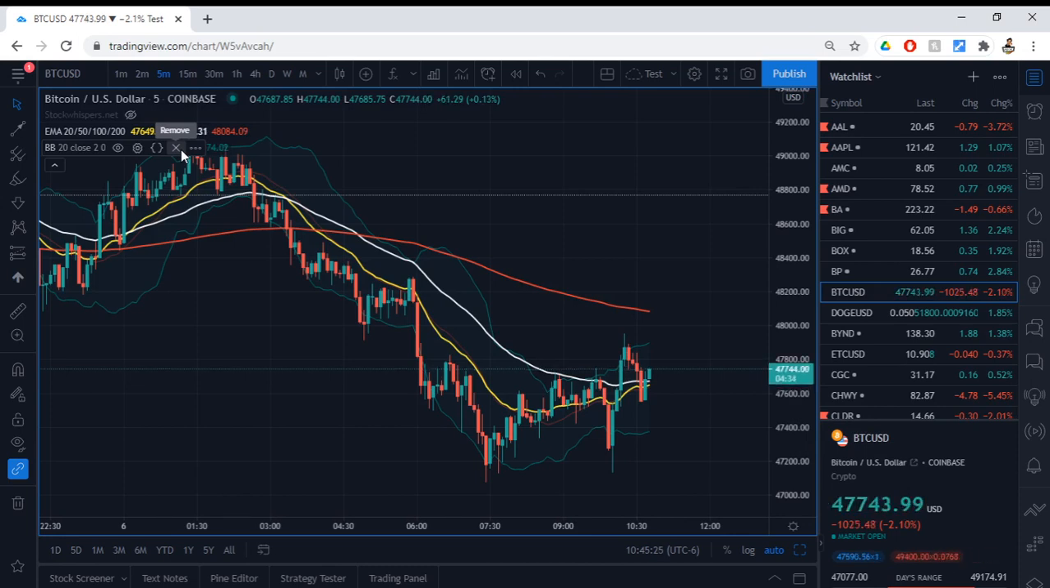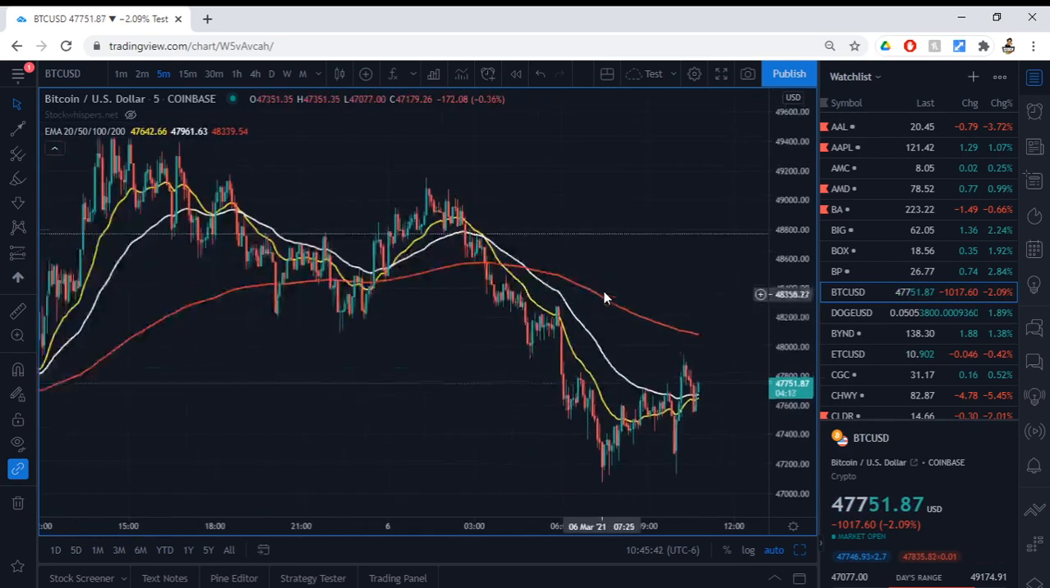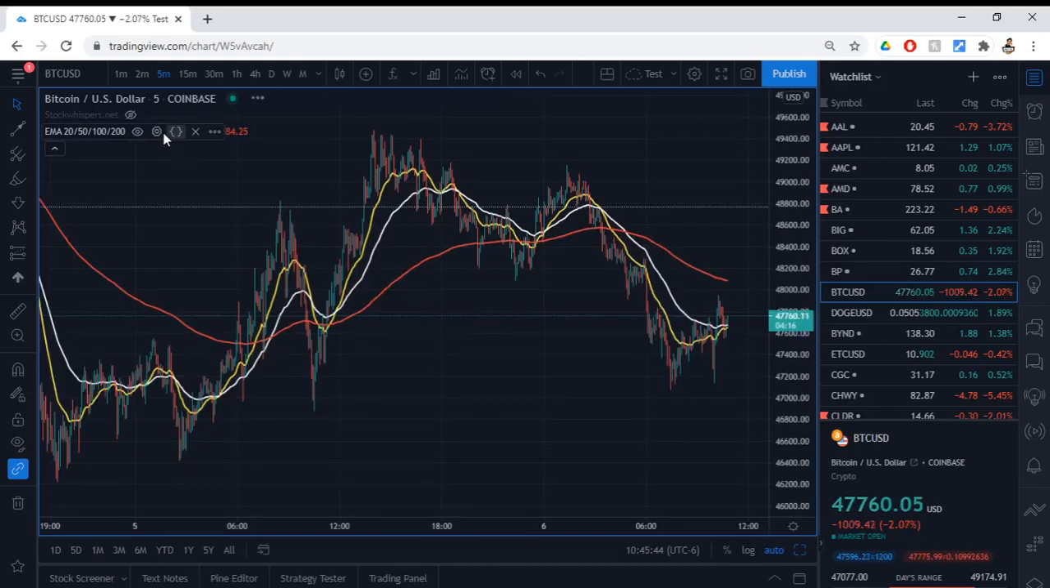Not to say that people don't use the nine. I know a lot of people that use the nine and the 21 together for their strategy, but that's individual, so just use whatever you want to use. Okay, we don't need the Bollinger Bands, I don't use too much of this anyway. Okay, so any other questions before I continue?